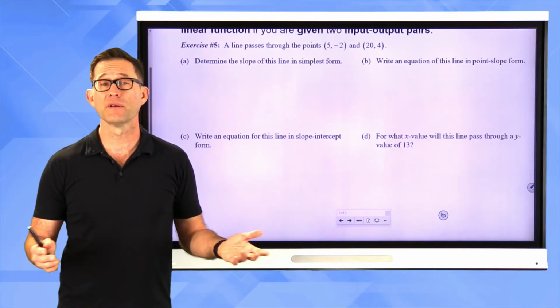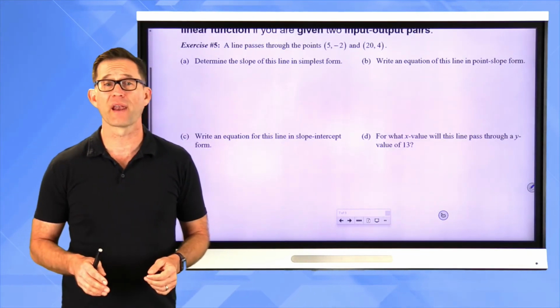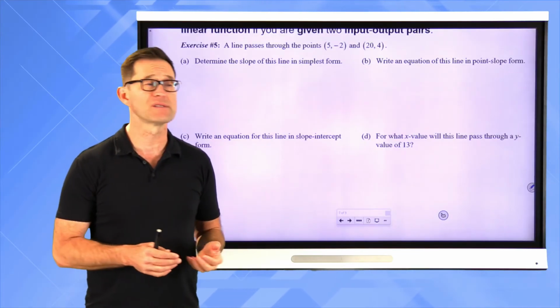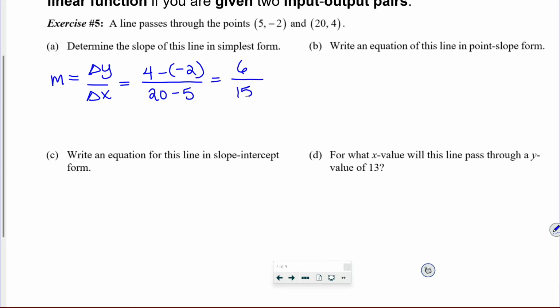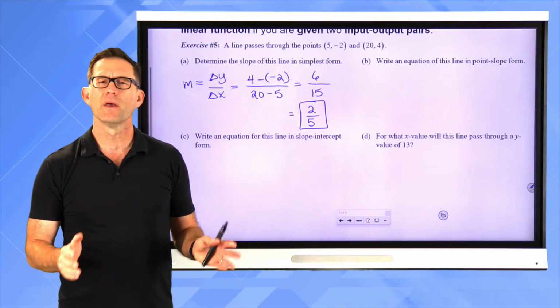All right, well, the slope formula is also the average rate of change formula. We worked with that a lot in our last lesson and also in previous lessons in this course. So slope is change in y over change in x. I'm going to do 4 minus -2 in the numerator and 20 minus 5 in the denominator. That's going to give me 6 in the numerator, 15 in the denominator. And I think I'll reduce that. Considering that both 6 and 15 can be divided by 3, I'm going to find that the slope of my line in simplest form is 2/5. All right, great. Let's take a look at letter B.